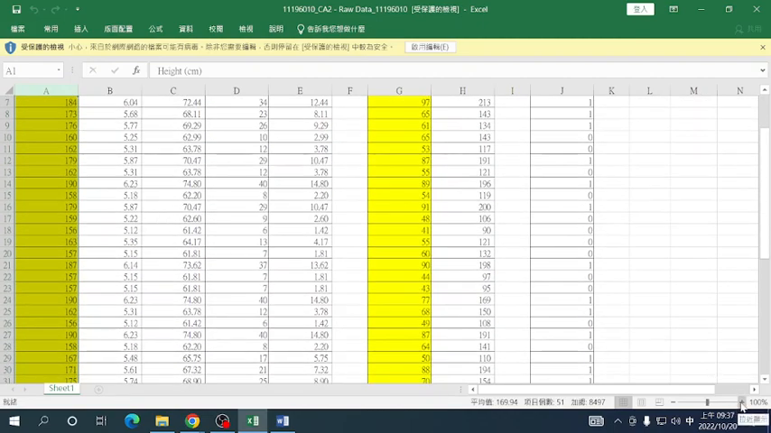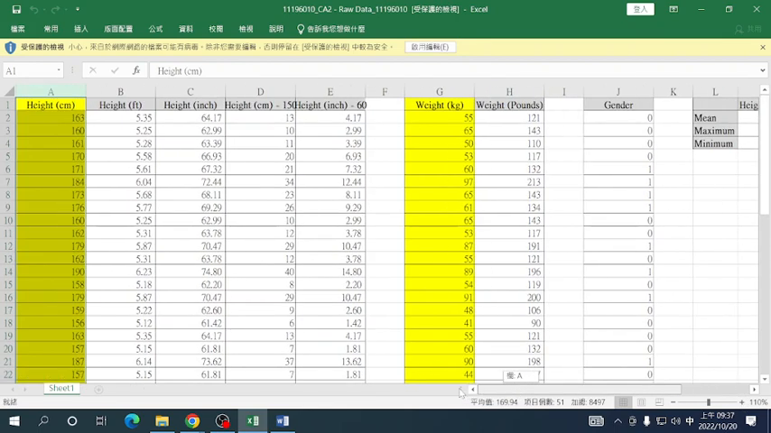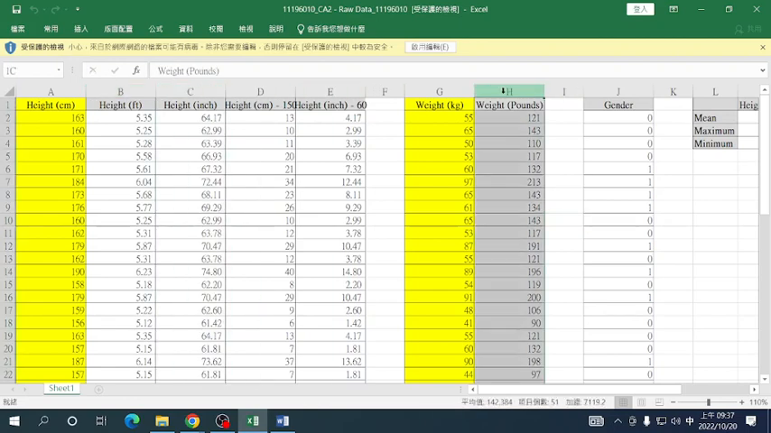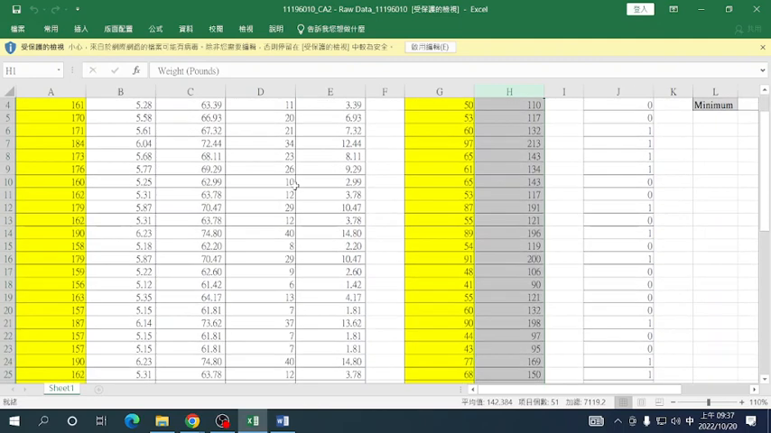You can see, this is for the centimeter, and the weight is for kilograms. And this is the gender. And we have the comparison, as Prof. Cao required, that we have to measure in inches and pounds. And we just have to collect the data above 150 centimeters.